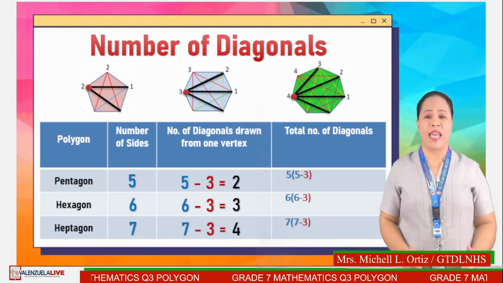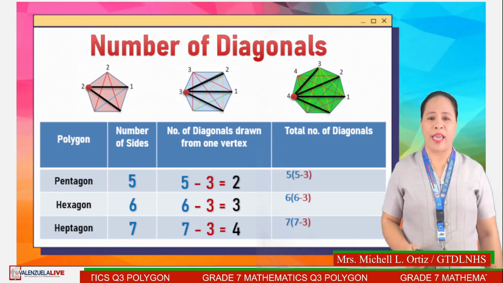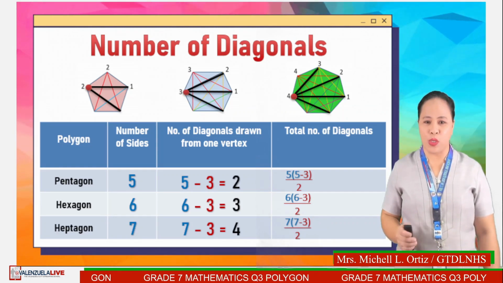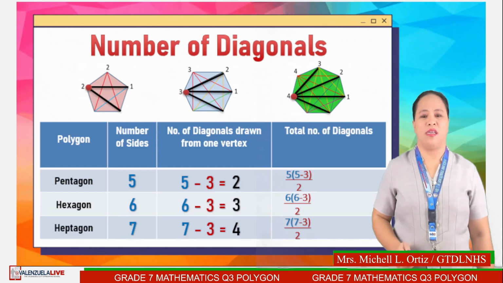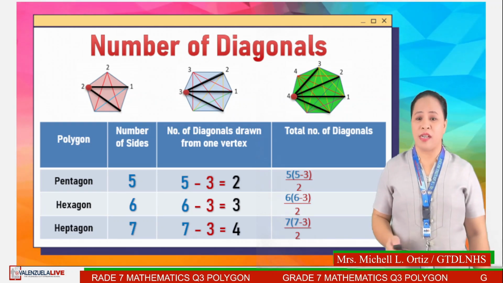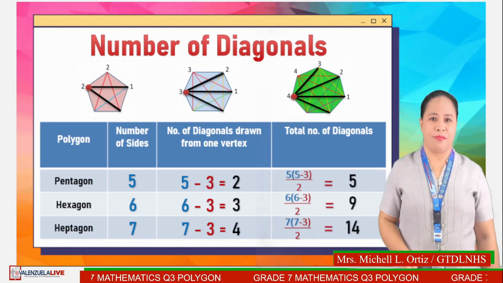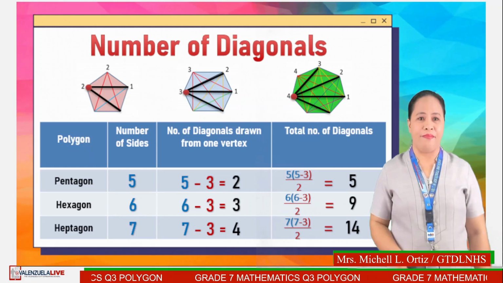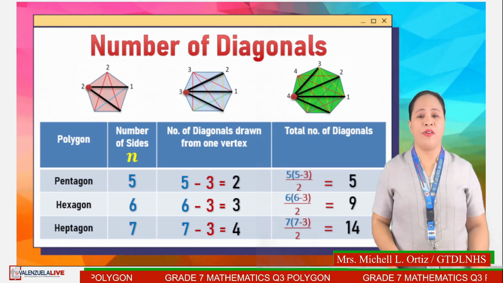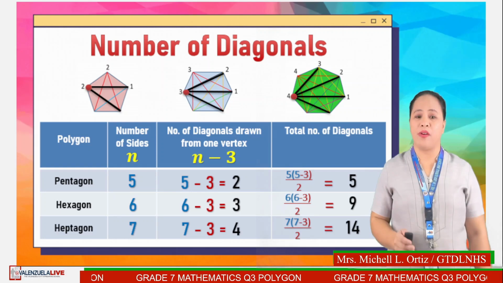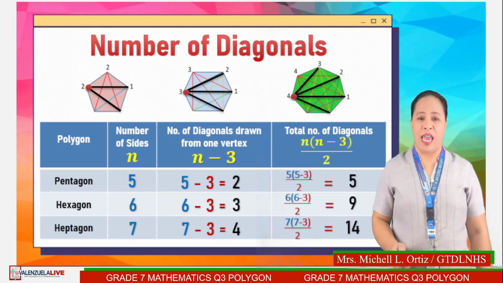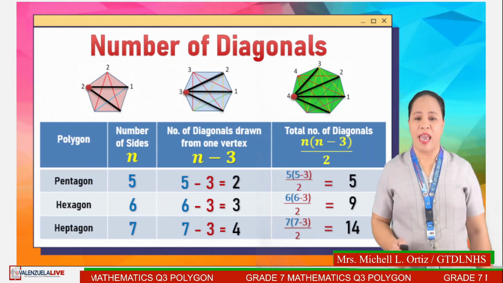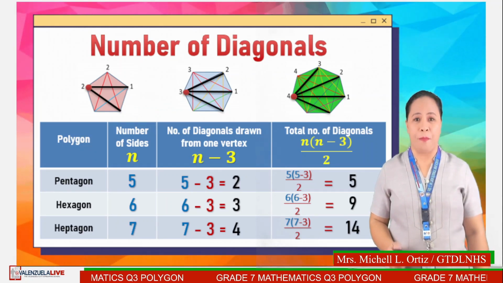But only half of these diagonals were actually drawn. That is why we have to divide this product by 2, so as not to repeat the count of the diagonals and obtain the number of diagonals that we have actually drawn. Replacing the number of sides of the polygon with n, we now have the formula for the number of diagonals, which is n times the quantity of n minus 3 all over 2, wherein n is the number of sides of a polygon.